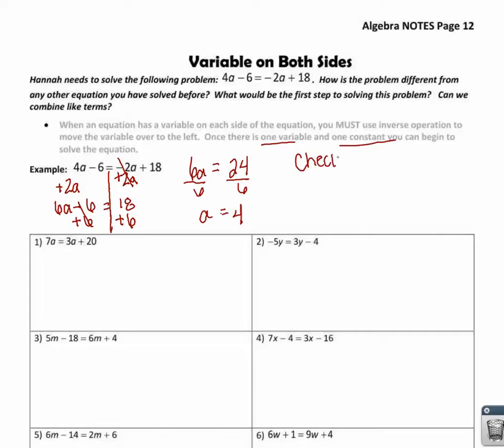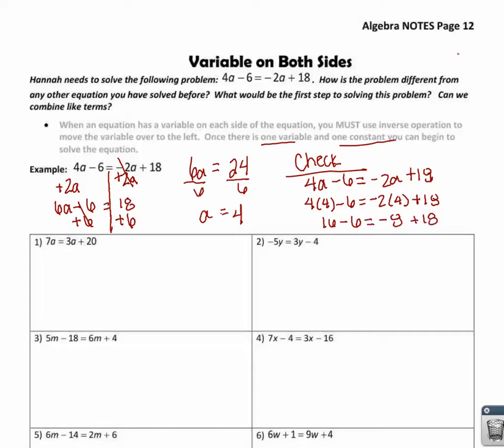You are able to check this just like every other equation. So you write down the original problem. Now you're going to write down the original problem again, but instead of your a's, each of your a's are represented by 4 because that's what you solved. So 4 times 4 is 16. Negative 2 times 4 is negative 8.